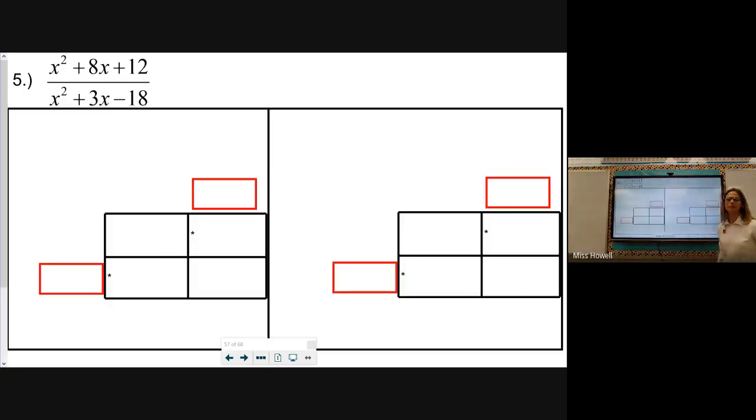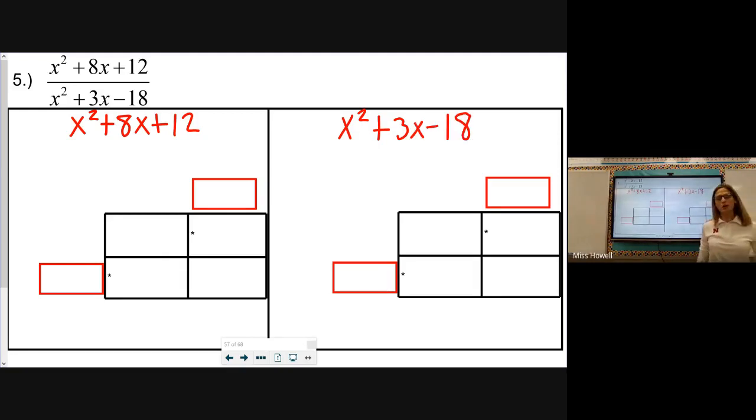All right, number 5. We want to simplify x squared plus 8x plus 12 over x squared plus 3x minus 18. We want to factor. They're both quadratic, so we have to look for GCF in the charts. In this case, x squared plus 8x plus 12 does not have a common factor. So let's look to break this up.